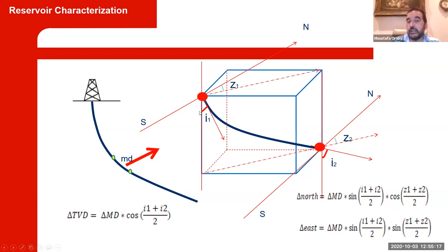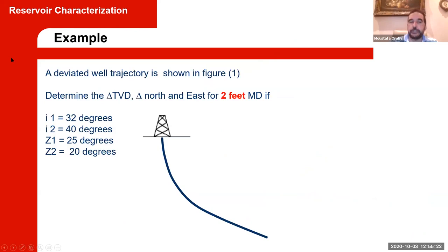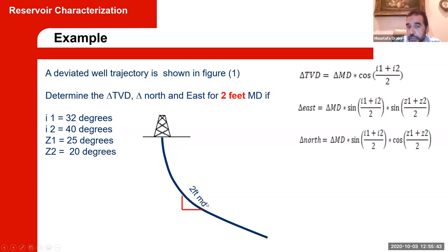Okay? Let me take an example of this. Say, determine the delta TVD, delta north and east for 2 feet MD. Let's take 2 feet MD measured depth. If I1 is this, I2 of this, Z1 of this, and Z2 of this. So you take actually 2 points. Here is the three equation. We take 2 points. This distance is 2 feet measured depth. And I need to find the delta TVD. And he gave me I1 and I2.